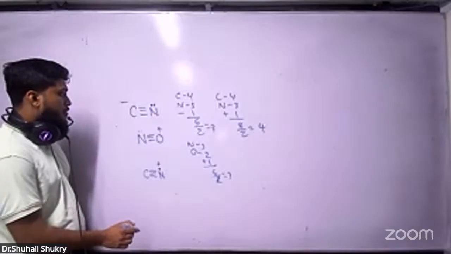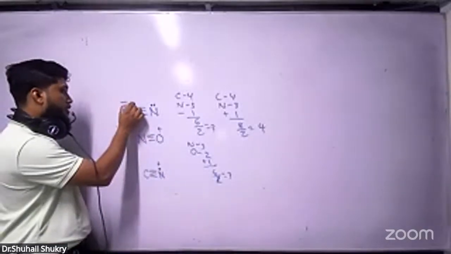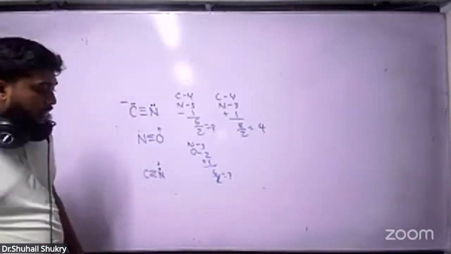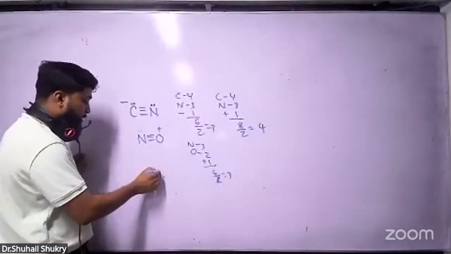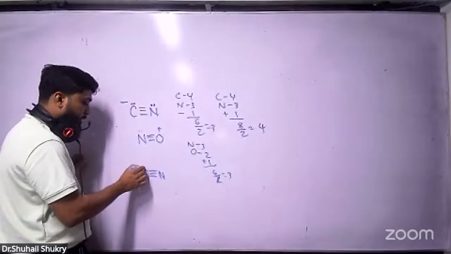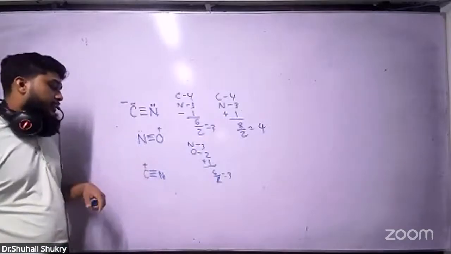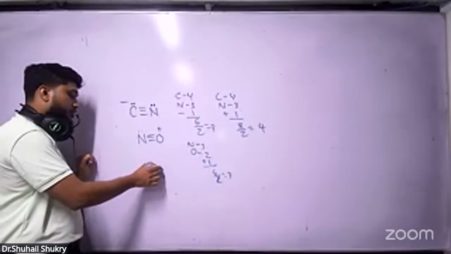CN plus. This is CN minus. And for CN plus, I can send it from the carbon. I'm sorry, on carbon there is an electron, and that electron I can send and form the CN plus here.